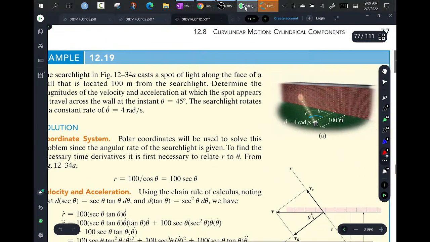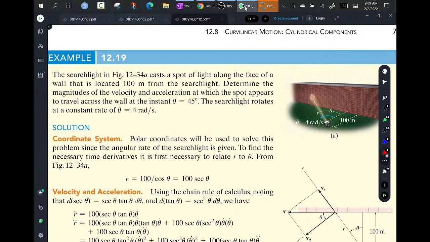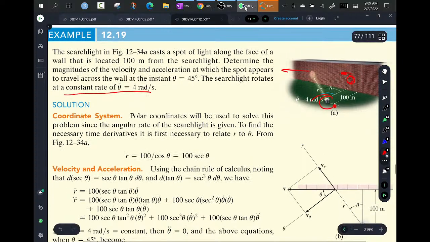Okay, and I'll tell you why it's tough. So he has a searchlight, and this searchlight is rolling around in circles, of course. And what he's saying is it rotates at a constant rate of that. So when the searchlight is here, the light itself is probably not moving that fast. But down here it's moving super fast because it's so far away, and it just appears to look like it's moving fast.